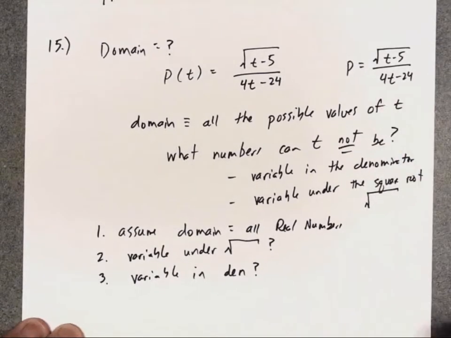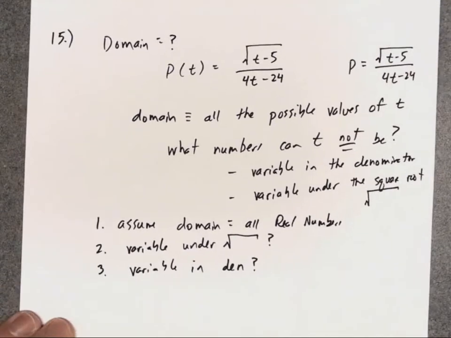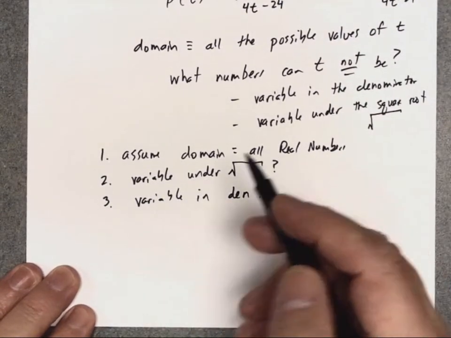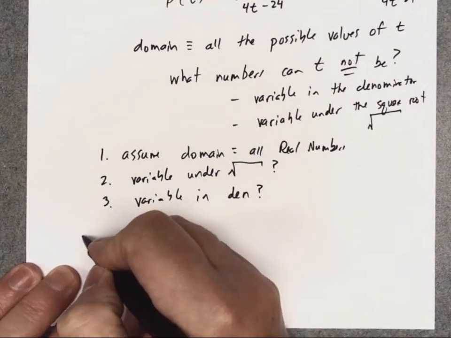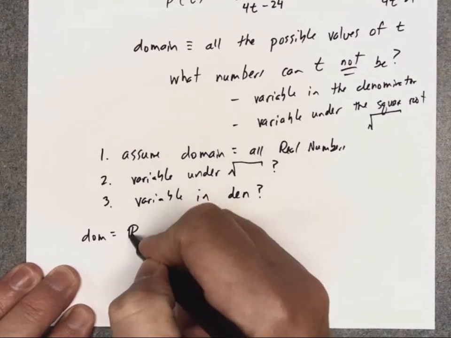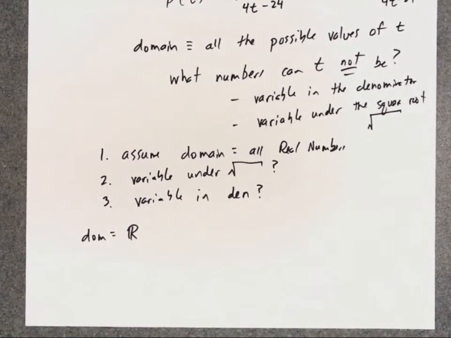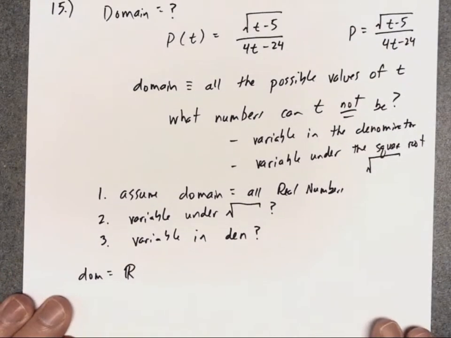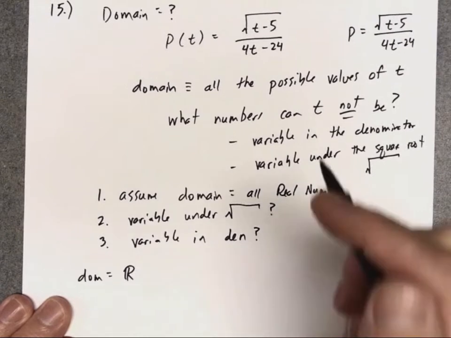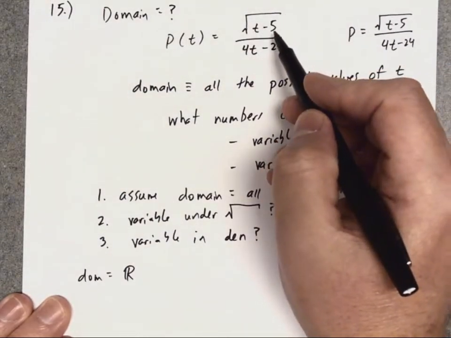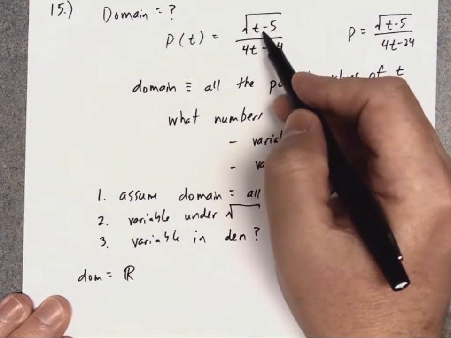So let's do this example. I'm going to assume to start with the domain, that's the sign for all real numbers. Everything's in the domain. I check the first thing. Okay, in my function, do I have any variables under a square root sign? And lo and behold, I do. T minus 5. Now here's the thing to think about.